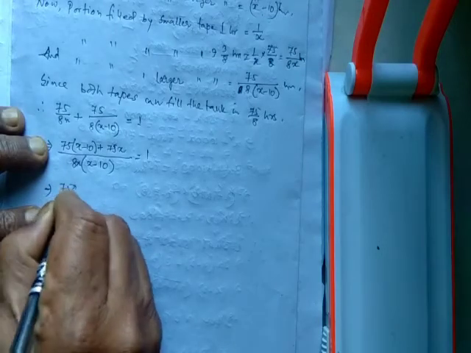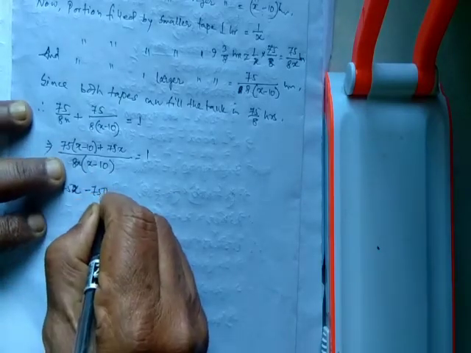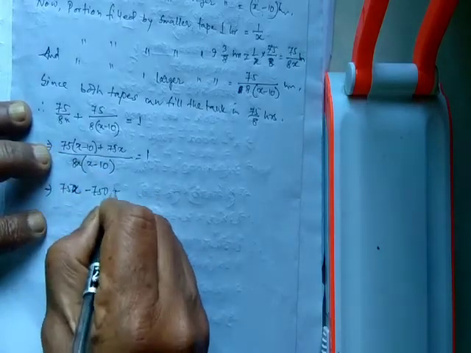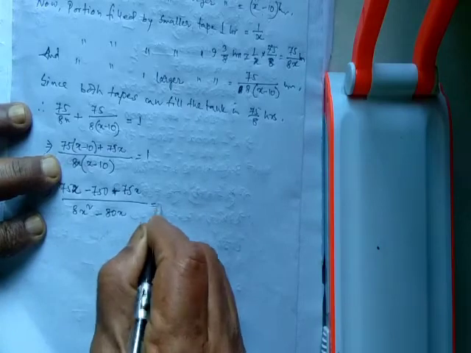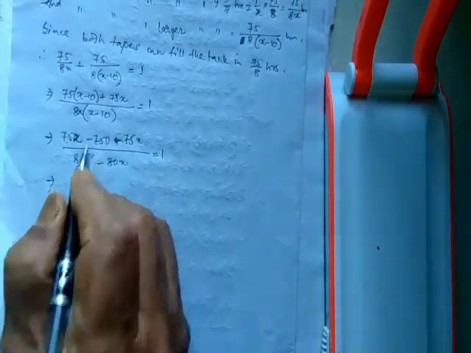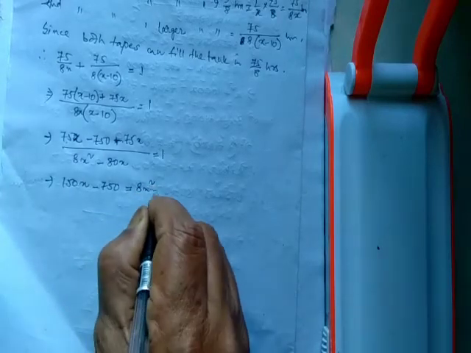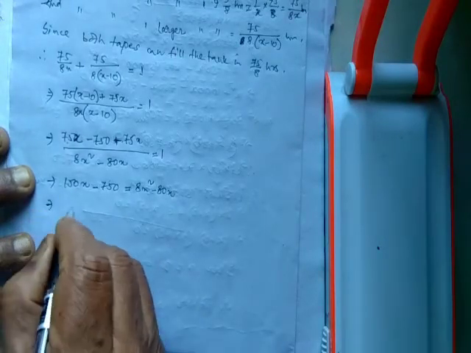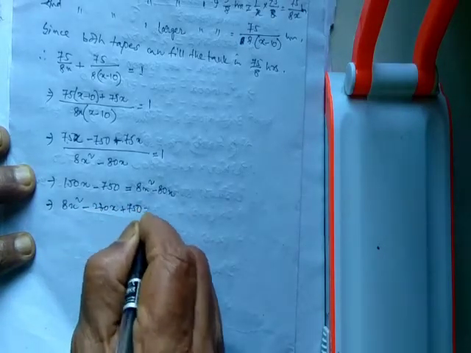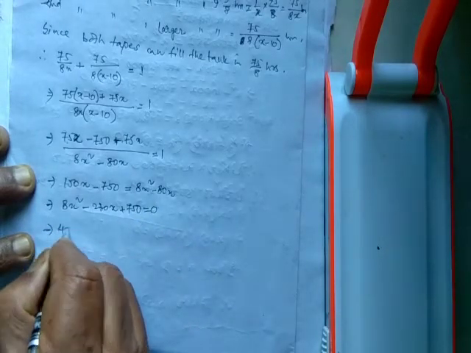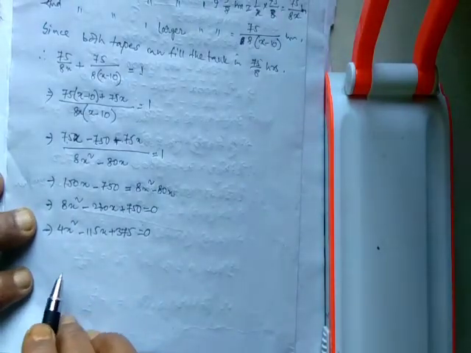This implies 75x plus 75x minus 750 by 8x square minus 80x is equal to 1. Adding, this implies 150x minus 750 is equal to 8x square minus 80x by cross multiplication. I will arrange them: 8x square minus 230x plus 750 is equal to 0. 2 is common, so taking 2 common, 4x square minus 115x plus 375 is equal to 0. Now I am going to apply the method of factorization.